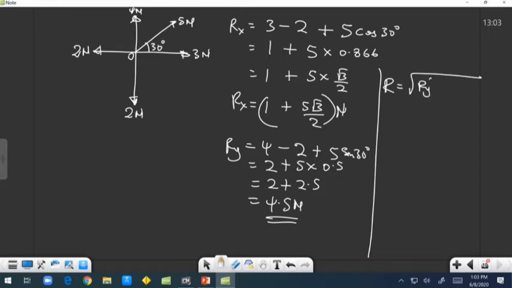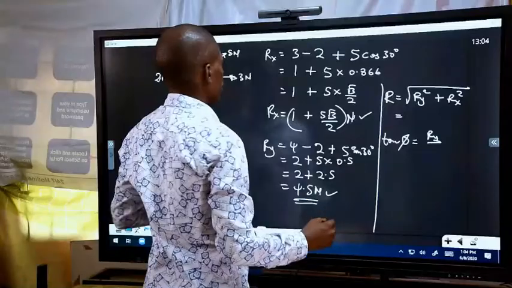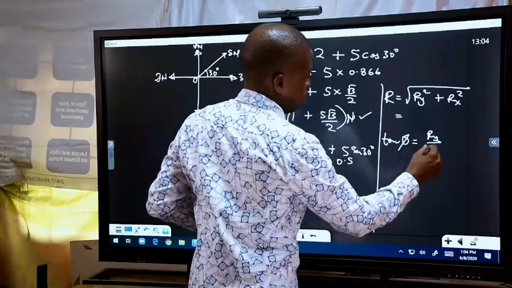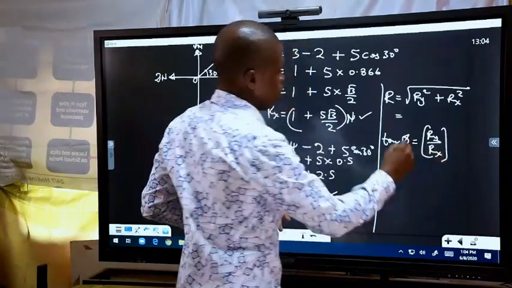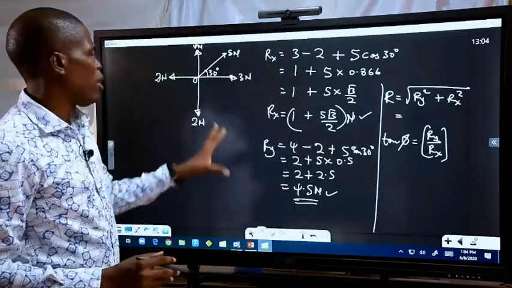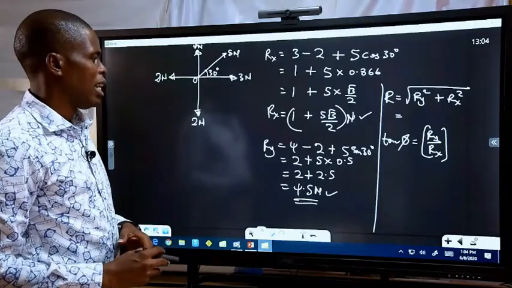So with that, you can find the resultant by using Ry squared plus Rx squared. And the values of Rx is this, and the value of Ry is this. So we can substitute and get it. Using the other angle, we can find the angle of the resultant with respect to the horizontal. So Ry over Rx. I want to leave this for you to solve, so you can apply what you have done and solve that.